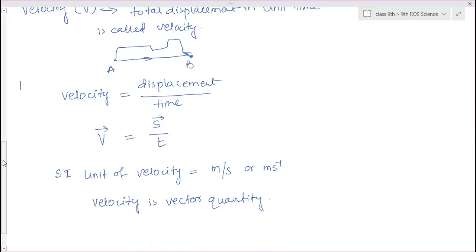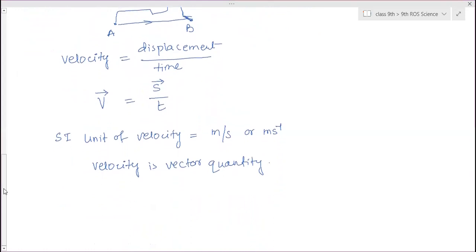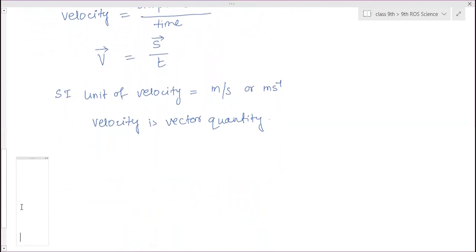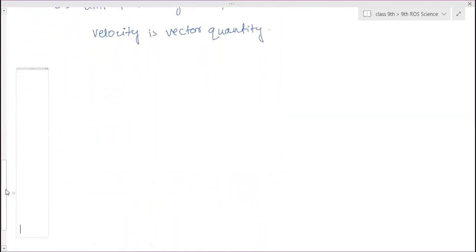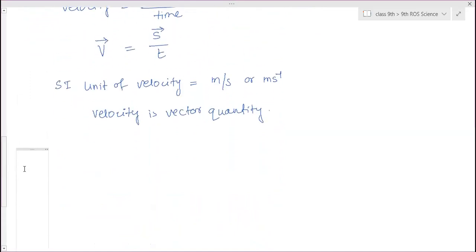Now meter per second is the SI unit, but meter per second is a very small unit. The distance between two cities is very large, near about 100 kilometers, 200 kilometers, 300 kilometers, sometimes 2000 kilometers also. If we start expressing that in terms of meter per second, the numbers will be very, very large, so remembering that number will not be easy.